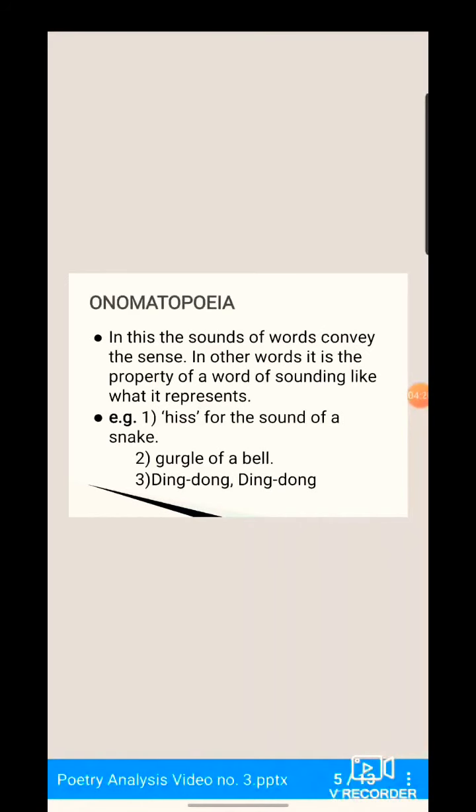Some more examples: hiss for the sound of the snake, gurgle, tinkle of a bell, ding dong, etc.